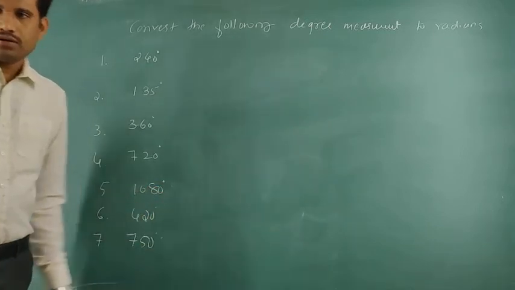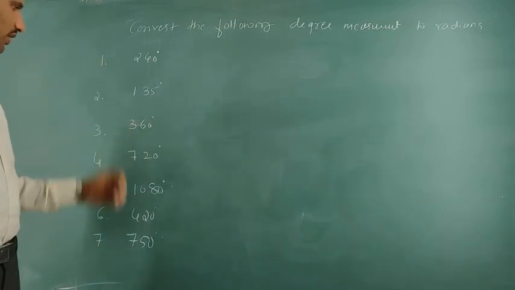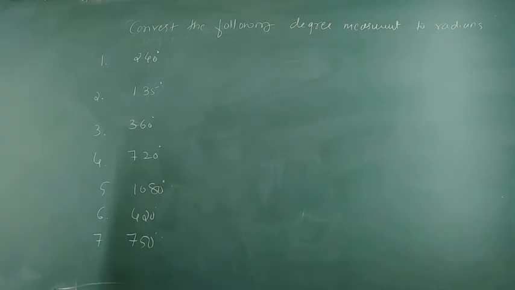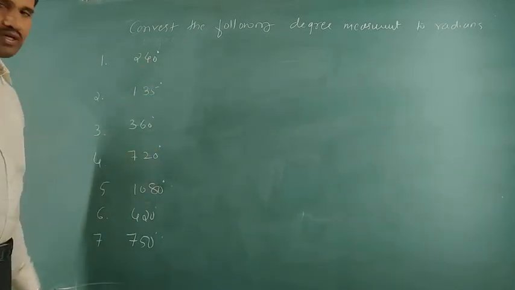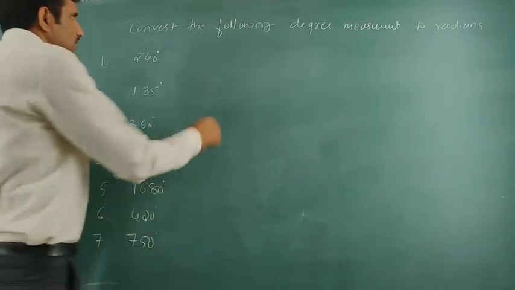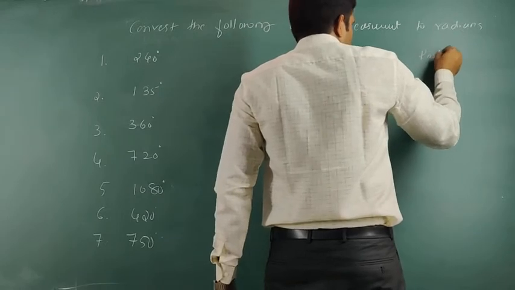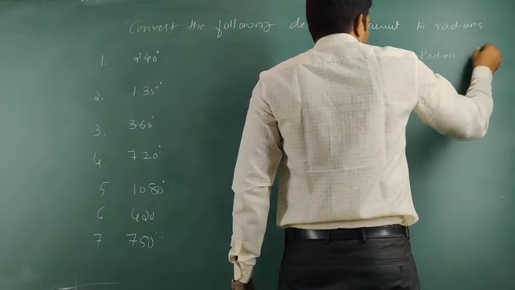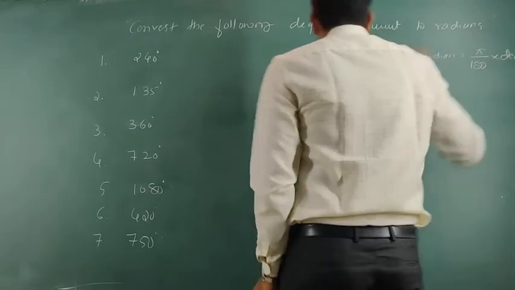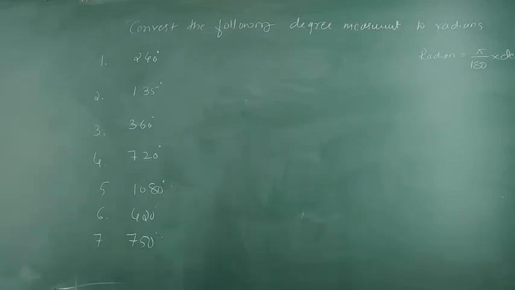They are given the values in degrees: 240 degrees, 135, 360, 720, 1080, 420, 750. All these measurements are in degrees. We have to convert these degrees into radians. We already know the formula: radian measurement is equal to pi by 180 into degrees.